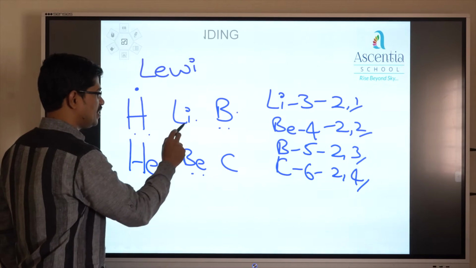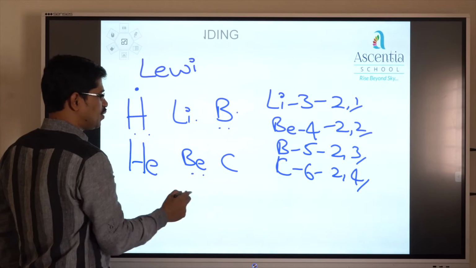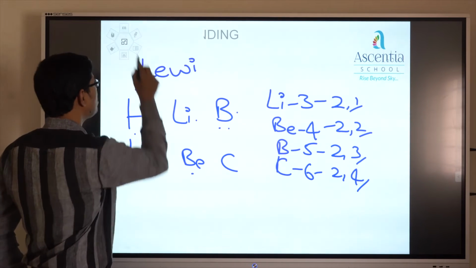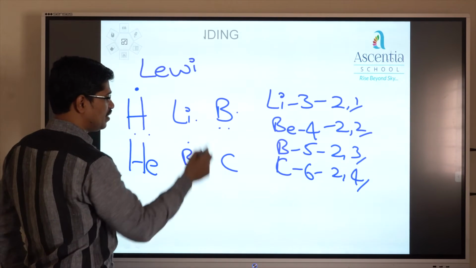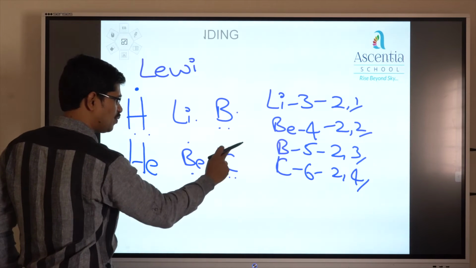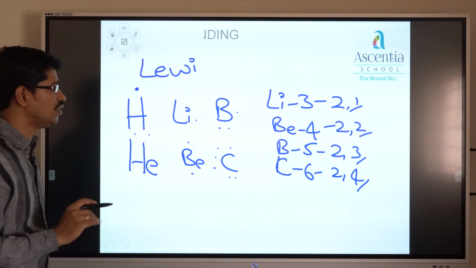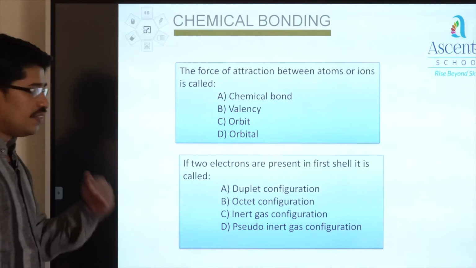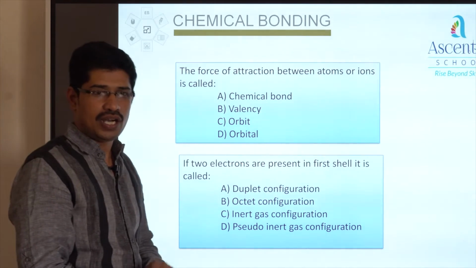Hydrogen symbol is this, lithium is this, beryllium. It's not specified that for beryllium we keep only 2 dots here. 1 dot can be kept here, 1 dot can be here. Carbon 6, we can write like this. Or if you want to write 1 here and 1 here, that is also okay, no problem. So this is all Lewis structures. We shall see a few questions related to that.